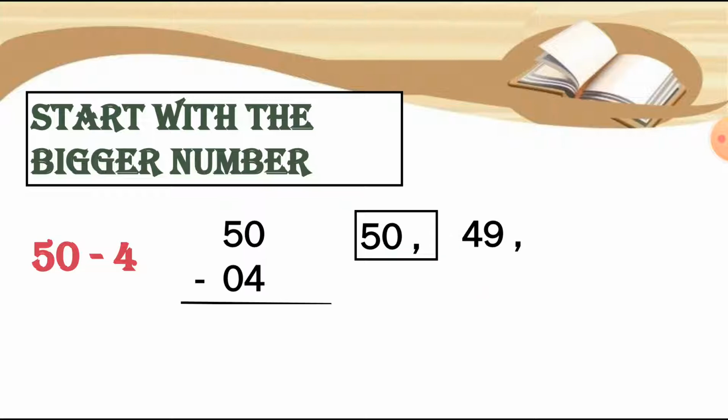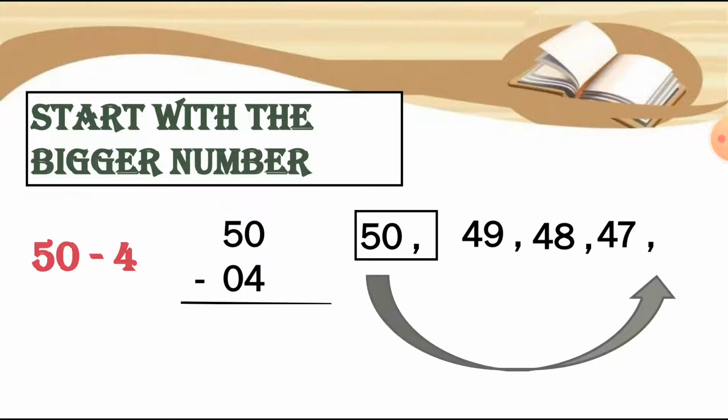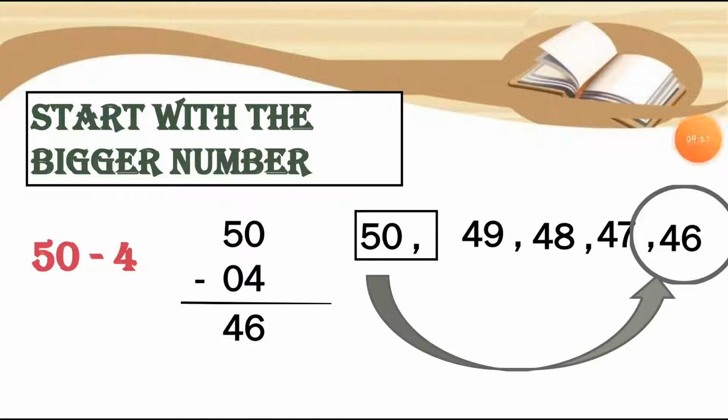So before 49 the number 48 comes, then 47 comes, and then 46. So this way we can count backward to subtract the number, and this is the 4th step, 1, 2, 3 and 4. So our answer is 46. So we can write down here the answer: if you cut 4 from 50, the answer 46 will come. So this way we can easily solve these types of sums.